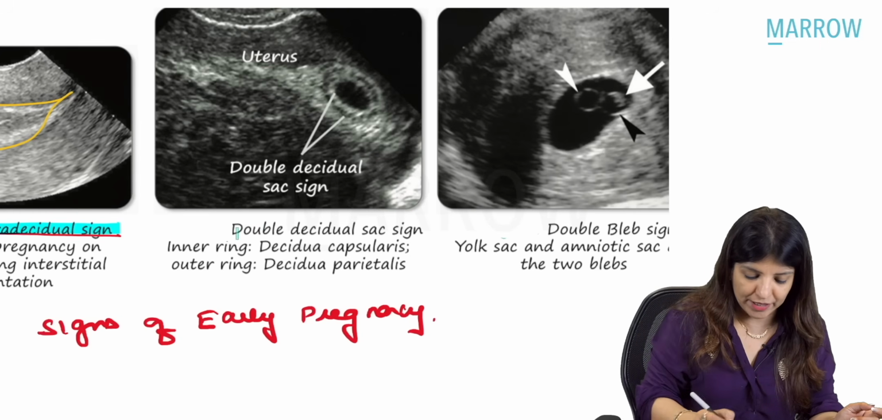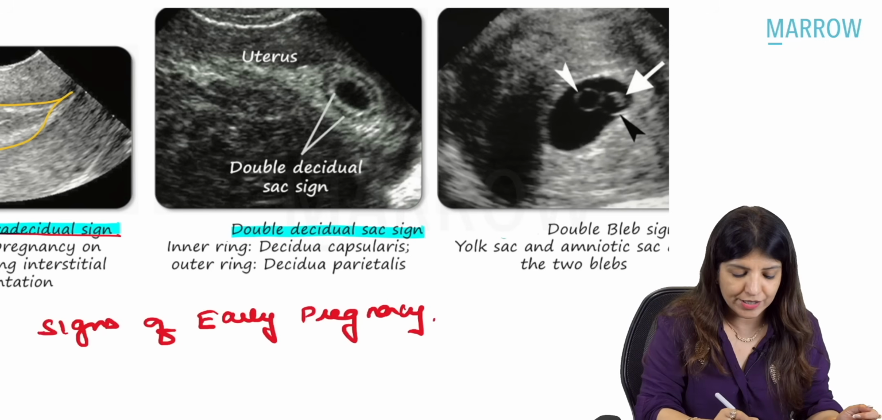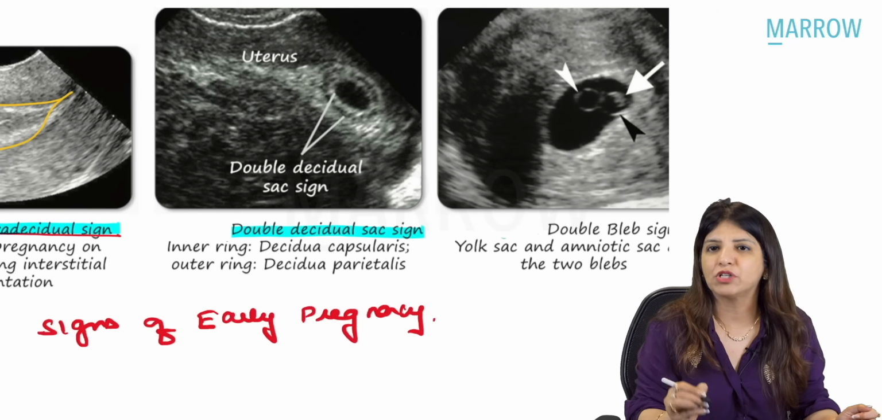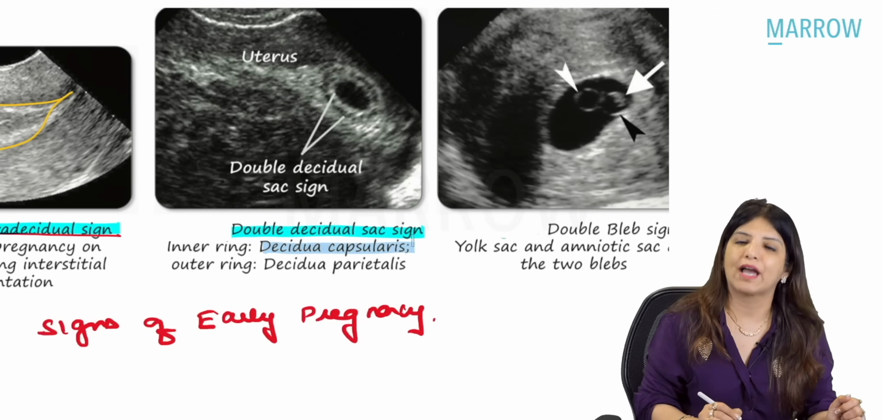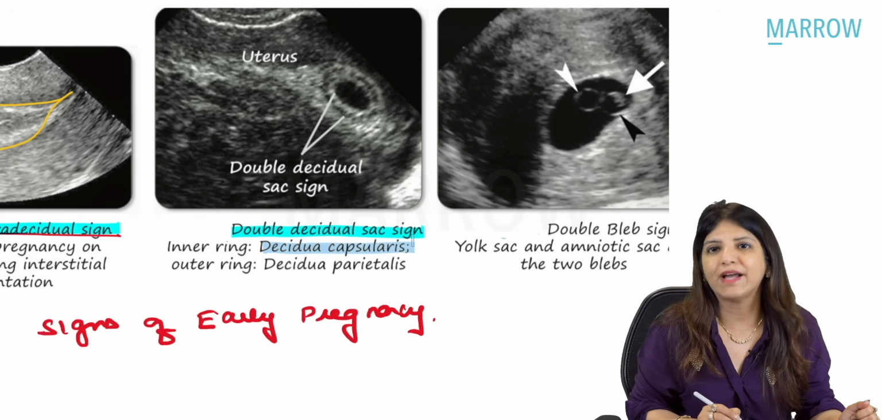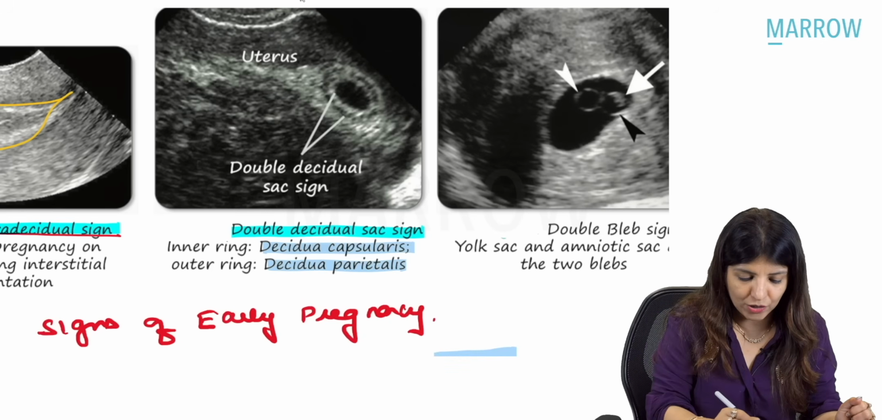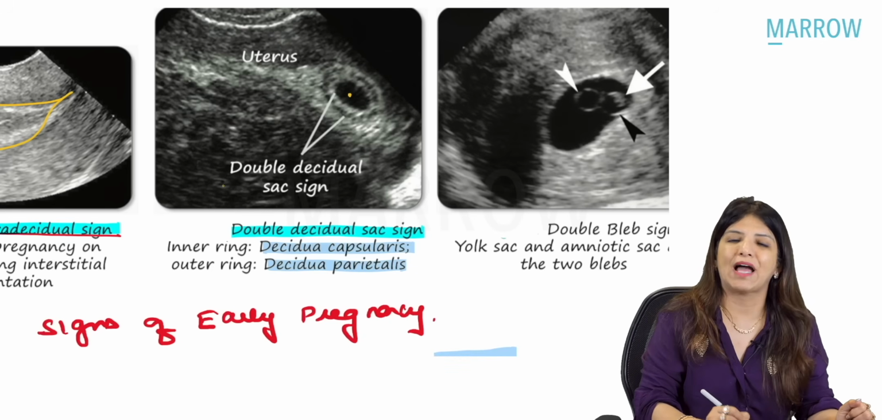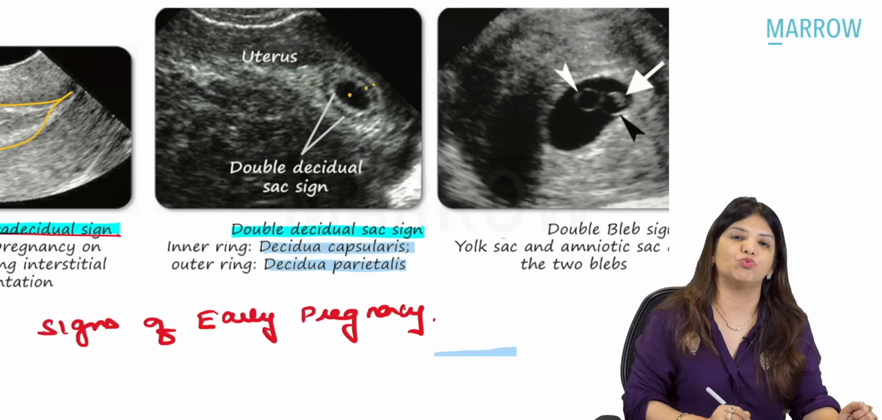Then there is the double decidual sac sign. In the double decidual sac sign, you will see that now the gestational sac is surrounded by two rings. The inner ring is formed by decidua capsularis and the outer ring is formed by decidua parietalis. So over here you can see this is the black colored area, that is the gestational sac, and this is surrounded by two rings.